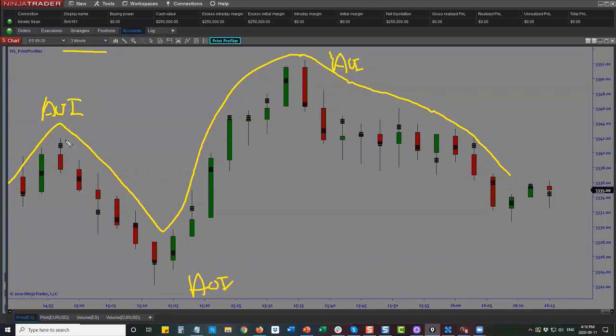When you come into this area, okay, this is becoming a resistance area. This is becoming a support area. This is becoming a resistance area. What I want you to do is take a look at what's going on in these three candles.